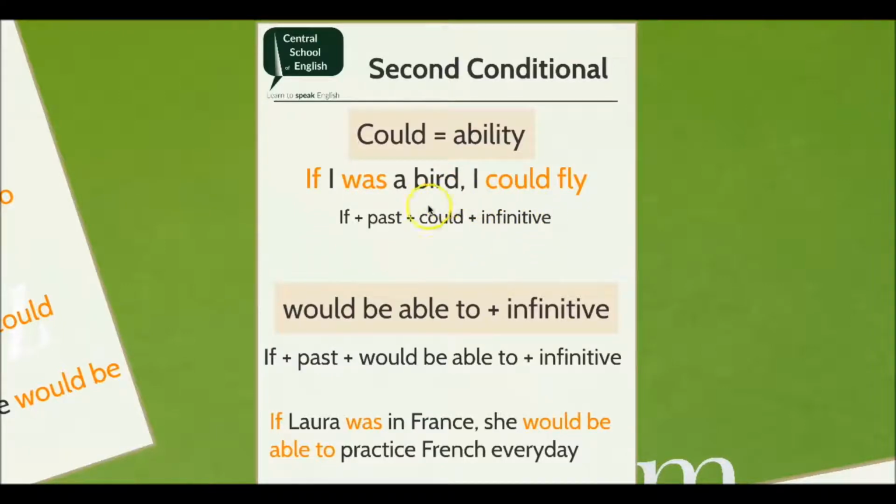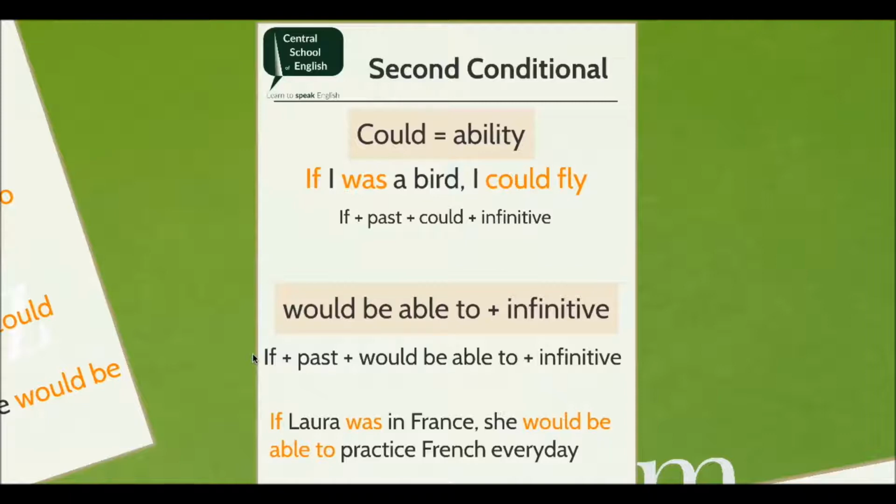It is important to remember that when we use the modal verb could, we can only use the infinitive form of a main verb. If we want to speak about ability using the second conditional, we can also use the structure would be able plus to plus the infinitive. In a second conditional sentence, we use if plus past tense plus would be able to plus infinitive.